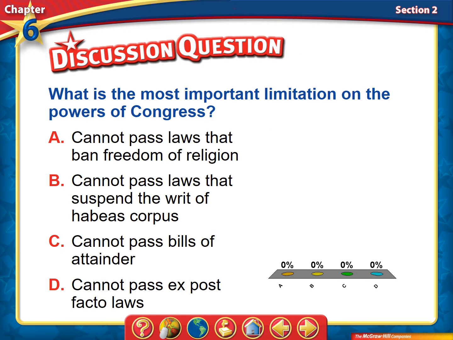Perhaps the most important limitation, just in summary: Congress cannot violate the Constitution. The creepy thing is they could change the Constitution. They're the only ones that have the right to do that. But it takes a supermajority, a 2/3 majority, which makes it not simple.